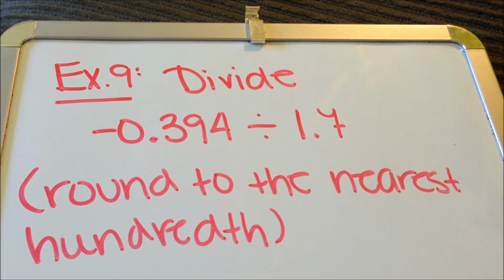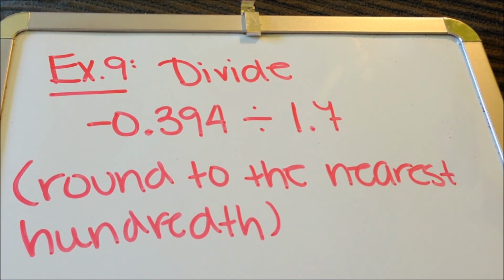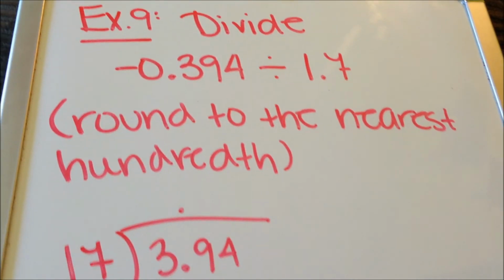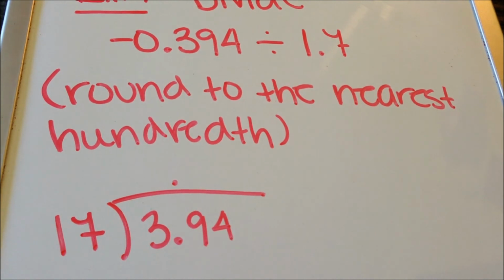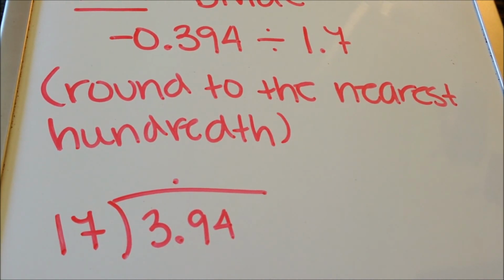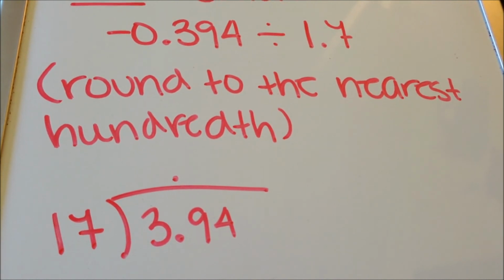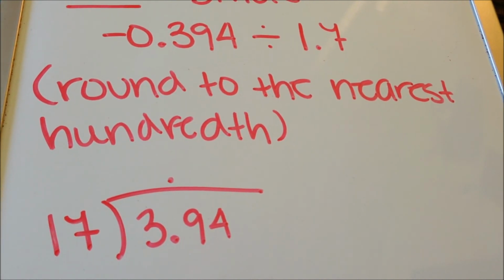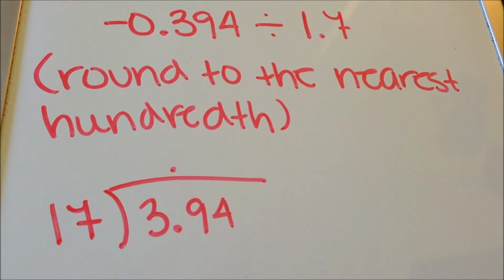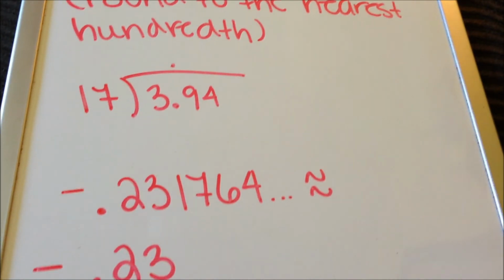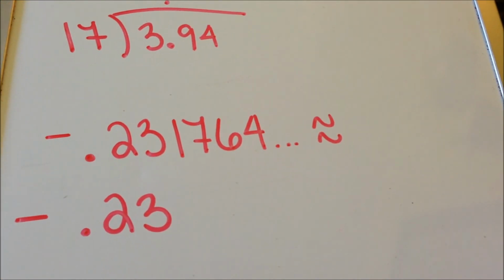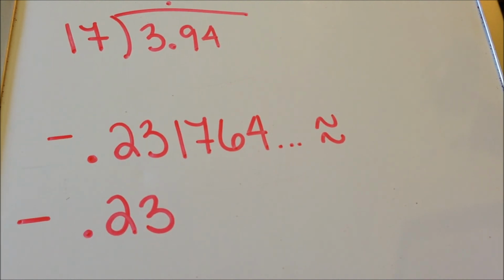Example 9. Divide negative 0.394 by 1.7 and round your answer to the nearest hundredth. If you were doing this by hand using long division, you'd want to make the divisor 1.7 turn into a whole number by moving the decimal point one place to the right. You also have to move the decimal point one place to the right in 0.394 to change it into 3.94. If you use your calculator, you get negative 0.231764, etc., which rounded to the nearest hundredth gives you negative 0.23.